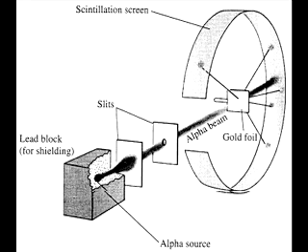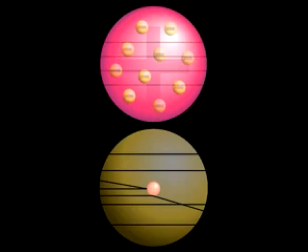In Rutherford's gold foil experiment, he fired radioactive alpha particles at a sheet of gold foil. Most went through, proving that atoms are empty space. 1 in 8,000 were deflected off course or bounced back.